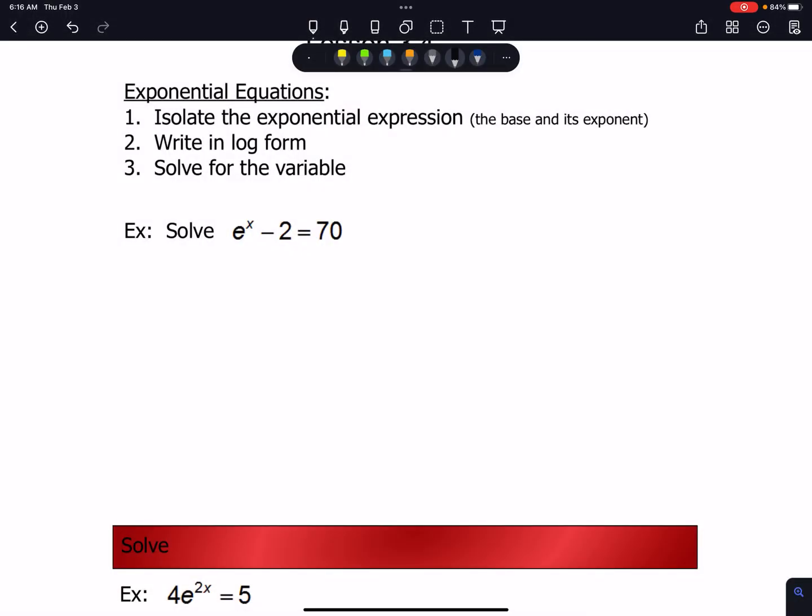Welcome to this video. Today we are going to learn how to solve both exponential and logarithmic equations. We're going to start with exponential equations, and there are a series of steps we're going to take to solve these equations.